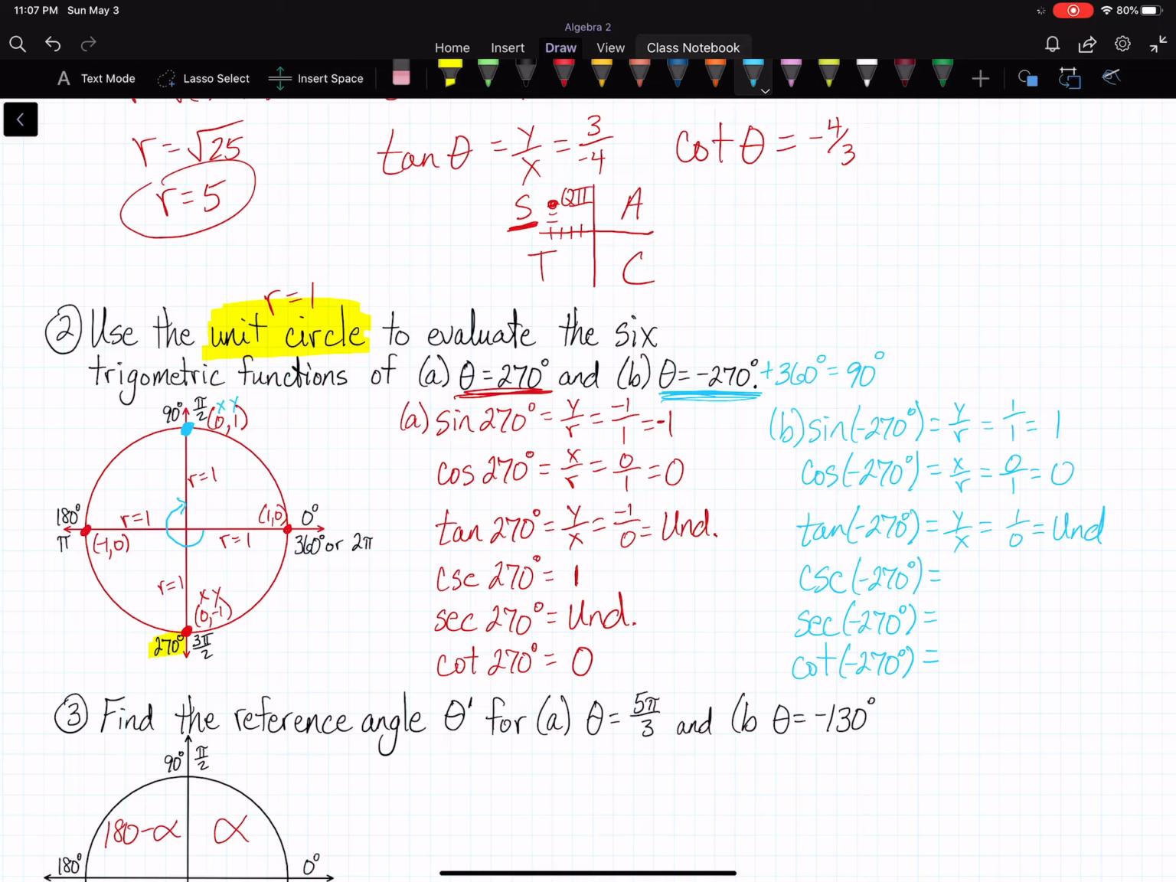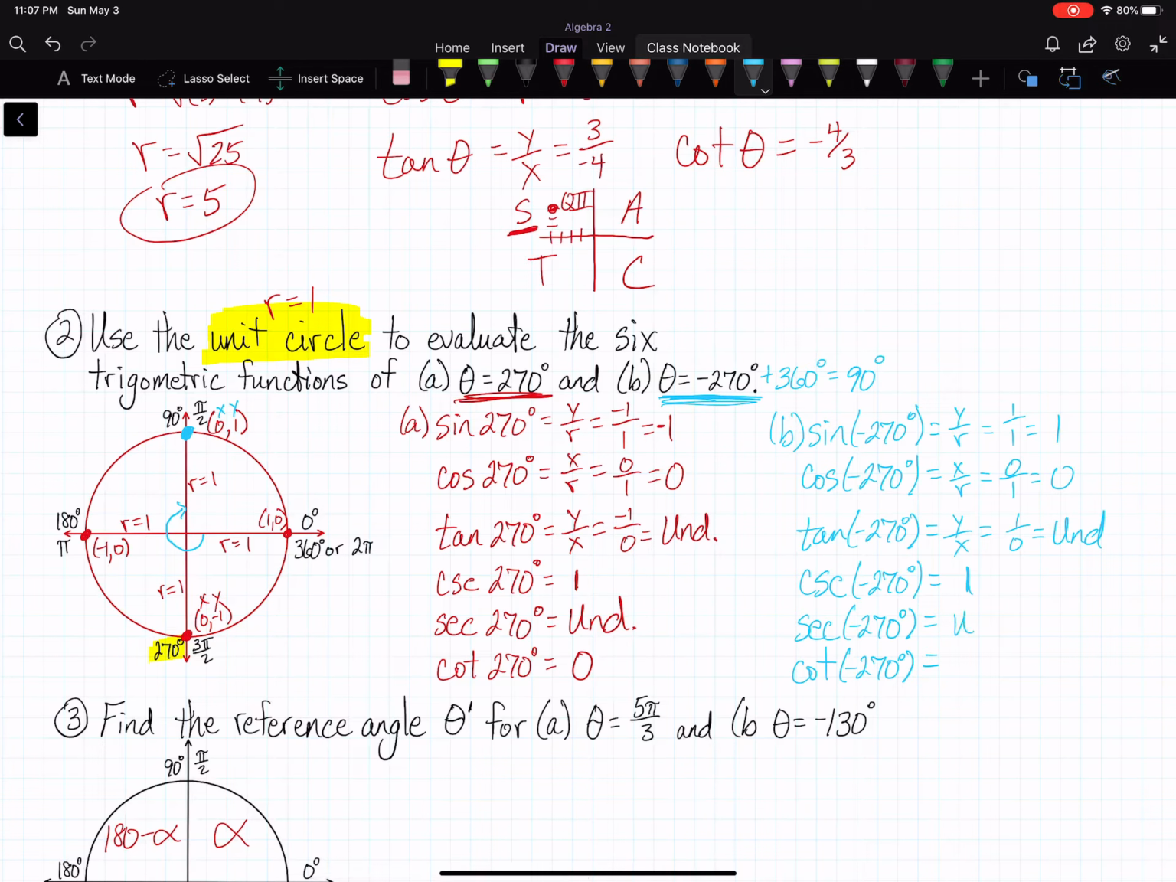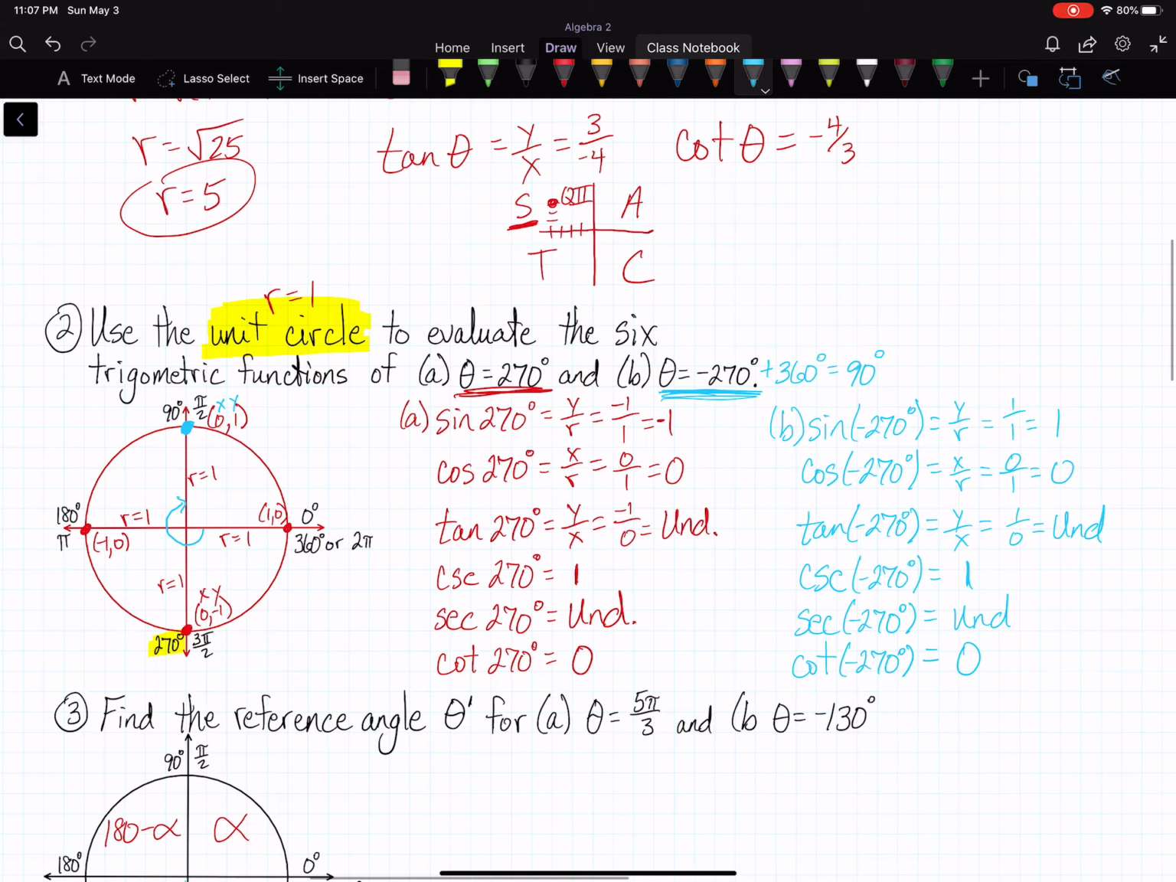If you flip 1, you get 1. If you flip 0, you get undefined. And if you flip undefined, you get 0. And I found another mistake on this first one over here. This cosecant, if you flip -1, should be -1 as well. So as you can tell, basically you get the same answers. It's just some of them are negative on 270, and they're all positive on -270.